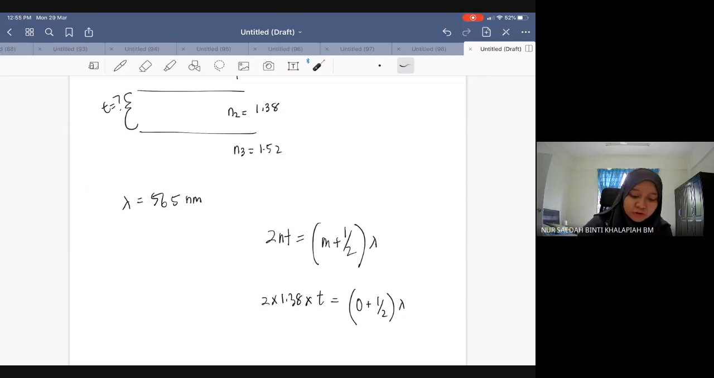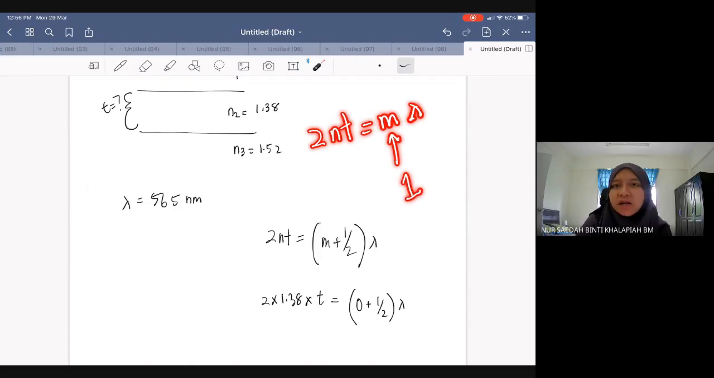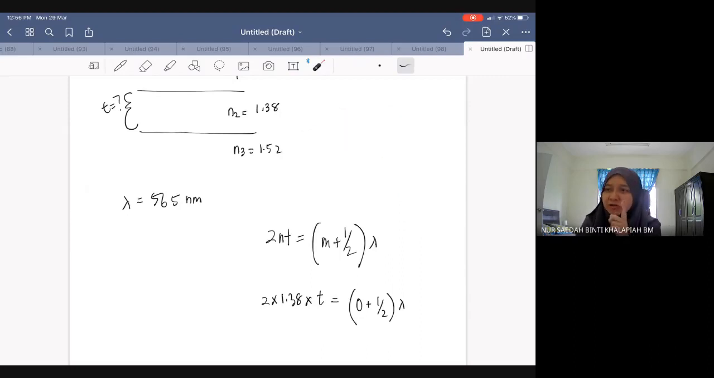Okay, tapi kalau contohlah kita guna formula 2nt sama dengan m lambda yang tak ada half ni, m ni, dia yang paling minimum adalah 1 sebab kalau kita letak m tu kosong, nanti thickness dapat jawapan kosong. Mana boleh kosong jawapan kita. So kalau formulanya adalah m lambda yang tak ada half ni, so number of order kita decide 1. Kalau formula kita ada half, so number of order kita akan decide kosong. Senang je nak ingat by mathematics.